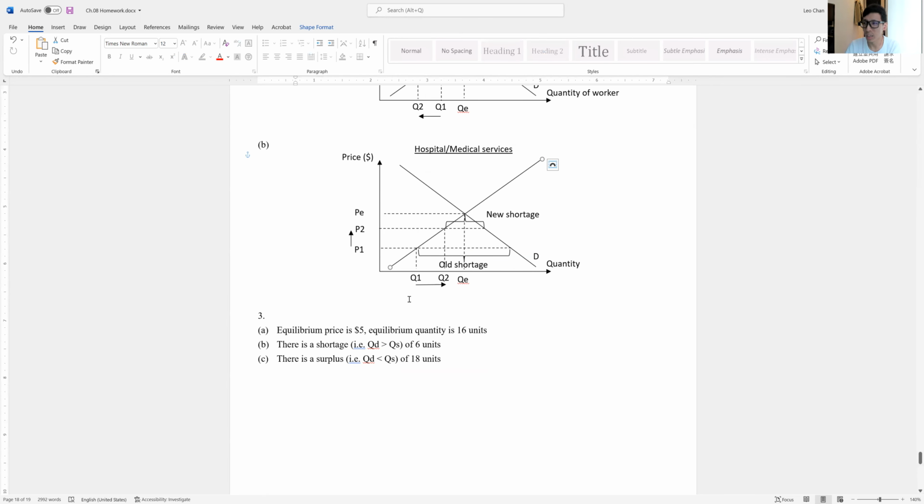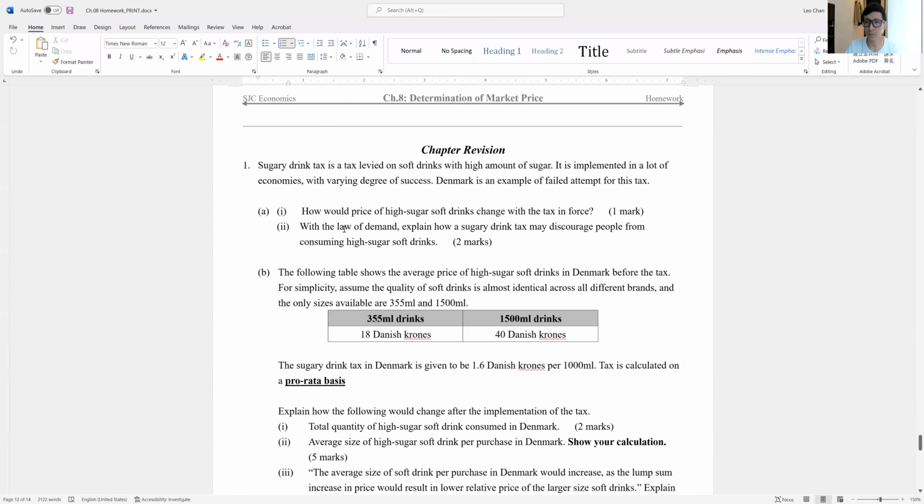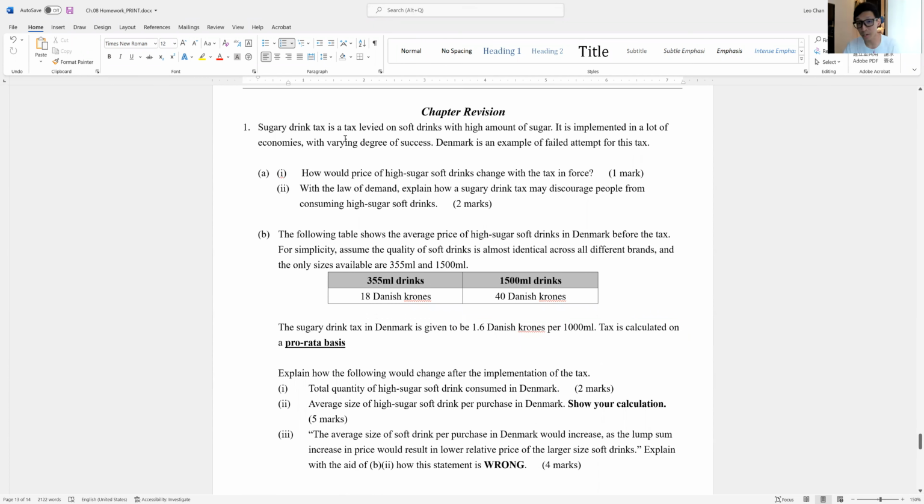Now, question two, now here, just take a screen cap of the answer. 唔解釋啊，因為全部都啱。All of you get it correct, okay? So not going to explain here. So finally, let's move on to our chapter revision, okay? Now, this is a real case, right?